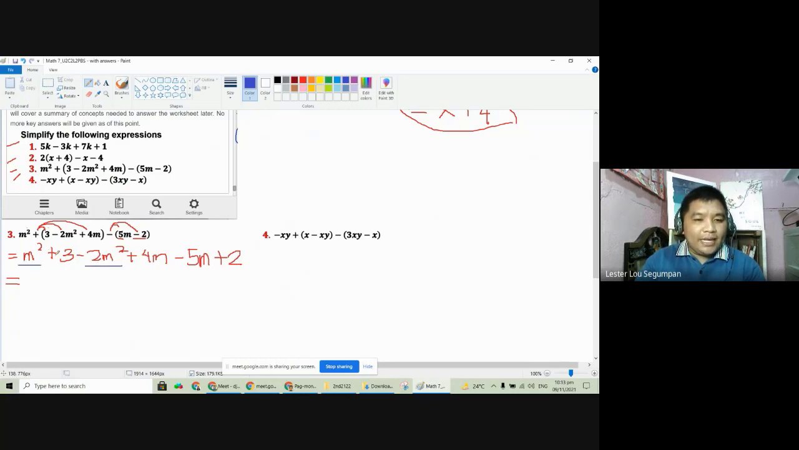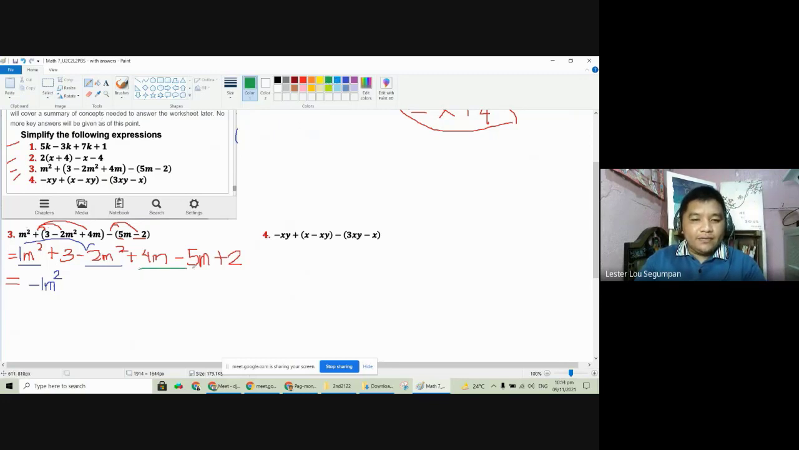Do not combine m squared and 4m, because they have different literal coefficients. So what we could do is combine first the m squared. Understandably, it has 1 here. So 1 minus 2 is negative 1. Negative 1 what? Negative 1 m squared, for the first terms to be combined.